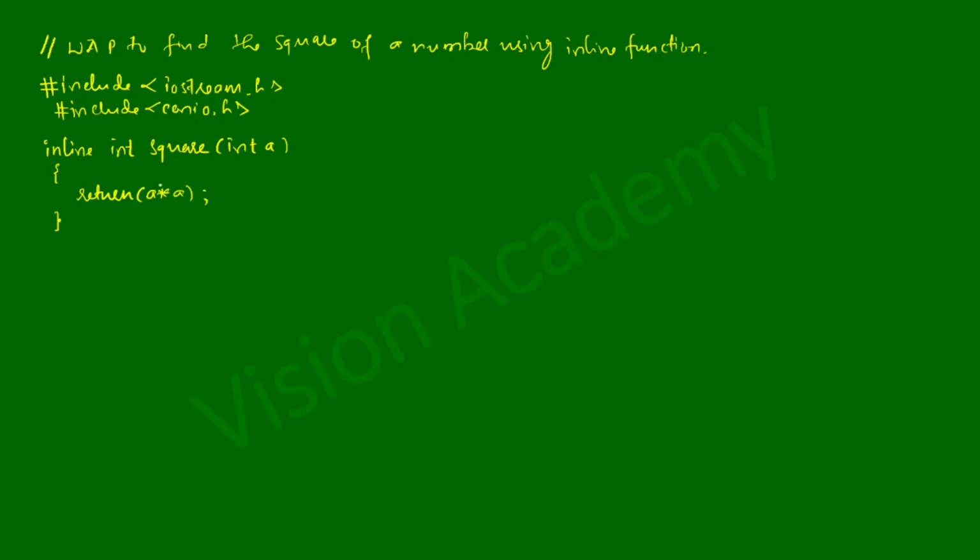Now I have to call this particular function in the main function. Here I'm going to write void main function, curly open brace. Here I'm going to write a variable, int x and semicolon. Now I'm going to write x is equal to, and call this particular function by its name. I'm going to write square and then some value, for example 5. So the value will be stored in the variable. So this is called a function call.